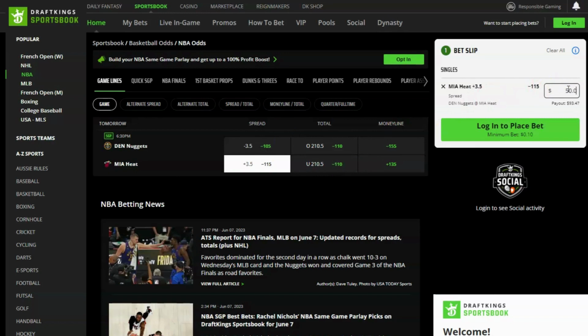So if I put $50 on Miami, I get 3.5 points. So what that means is they either need to win the game outright or lose by 3 points or less. If they lose by 4, that means Denver would have covered the point spread. That would have beat the point spread by that 3.5.